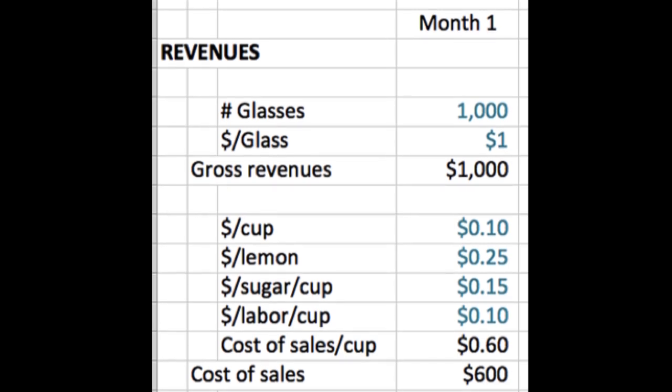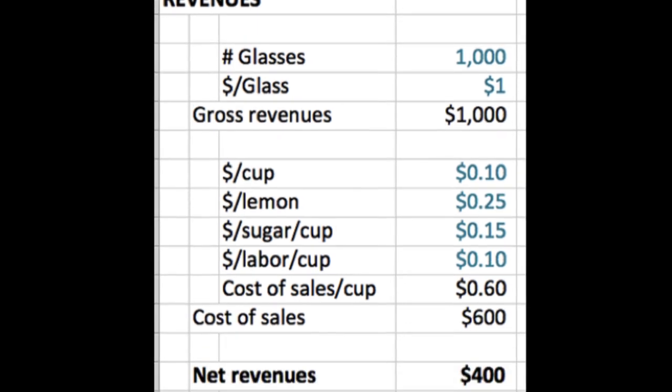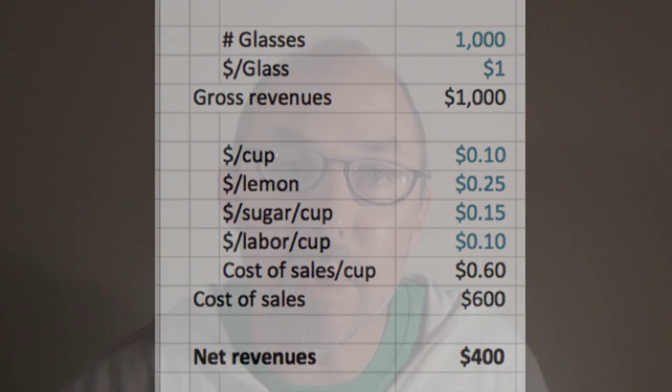So $1 a glass, that's $1,000 in revenue, same 60 cents cost of goods, $600, and so we have a net revenue of $400, right? So we have $400 to operate the company. Well, let's see what the fixed expenses are.